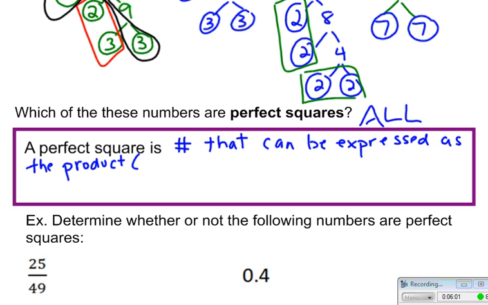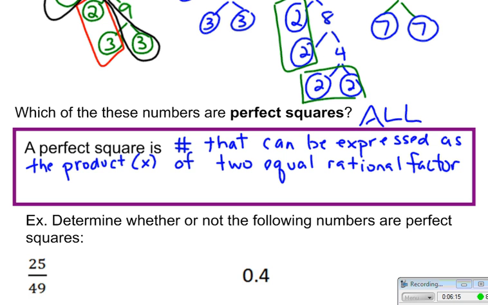So remember, a perfect square is the product of multiplying two equal rational factors, or two equal rational numbers.